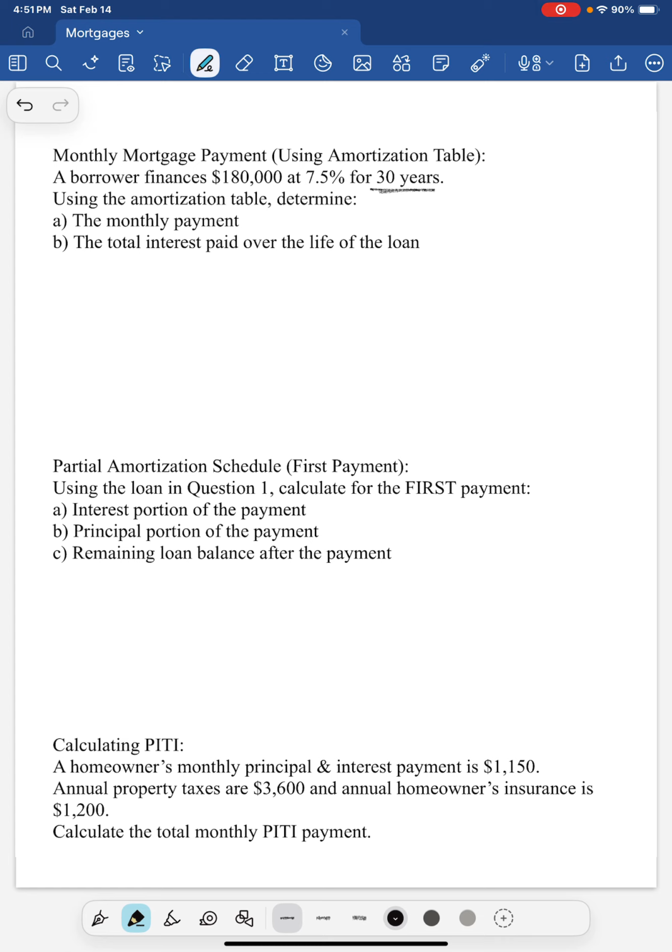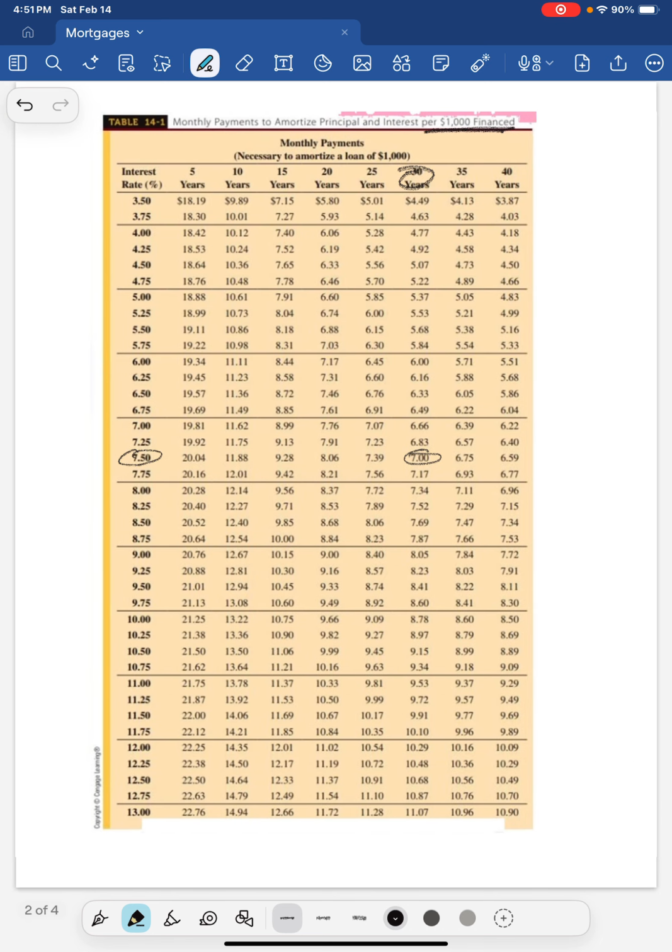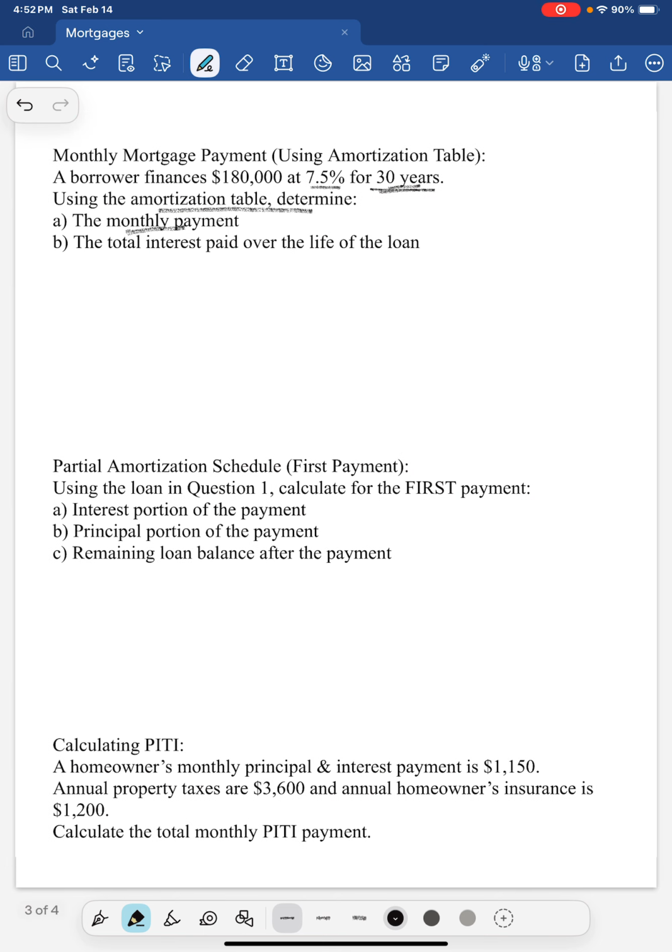The first thing we're going to do is use the amortization table to determine the monthly payment. And we're going to have to scan back and forth because my table will not fit on the same page. So for our table, we need to know the percent and the number of years, okay? And this works just like our other table we use for compound interest. We find the interest rate, 7.5. We find the 30 years, and we see 7, which is $7. And it's times every $1,000 financed. So bear that in mind.